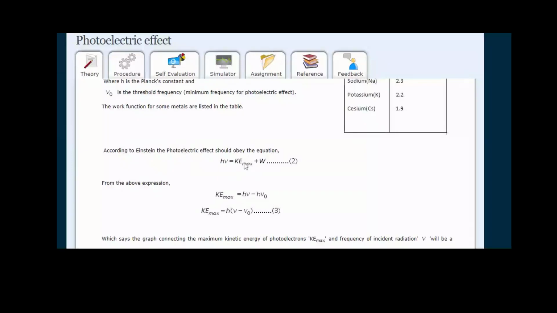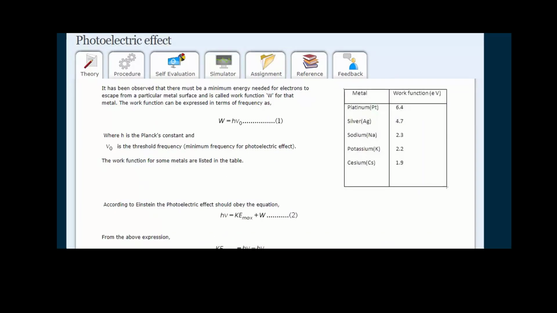That means the electrons coming out as photoelectrons due to the photoelectric effect are moving, so they have kinetic energy. This is equation number 2. It is actually the Einstein photoelectric equation, given by Einstein. But when we change the frequency of light, when you increase the frequency of light, you are increasing the energy.